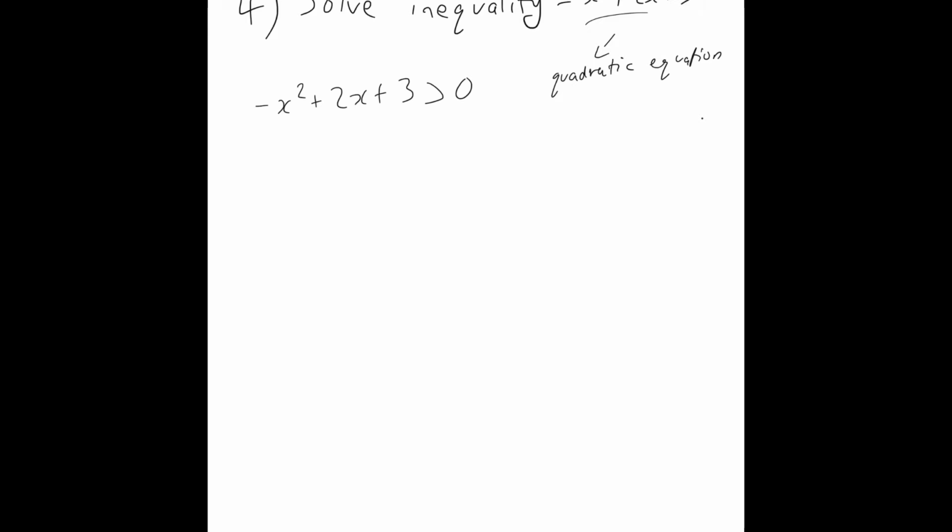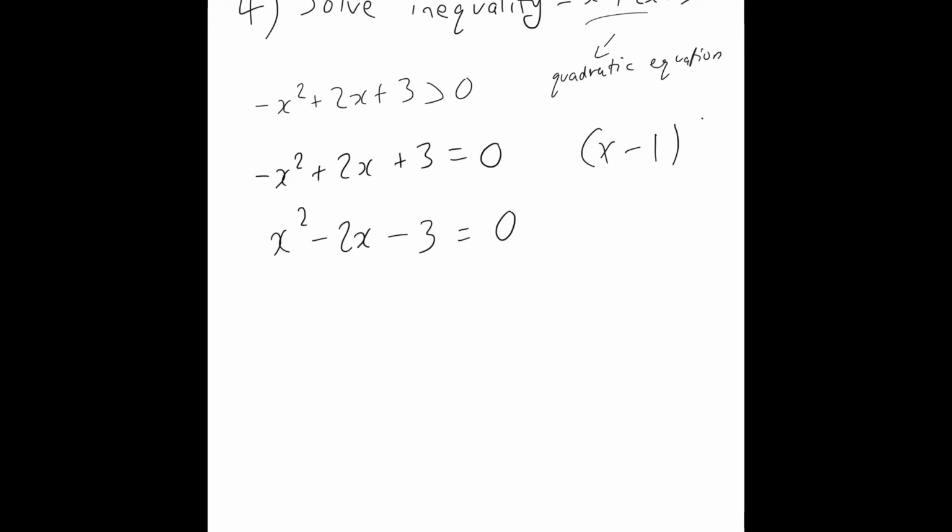Right, so now the question here, question 4, states that you have to solve the inequality -x squared plus 2x plus 3 is greater than 0. Now we have to treat this like a quadratic equation because you have x squared written there. So what you need to do is put -x squared plus 2x plus 3 equal to 0. Now what I strongly advise you guys to do is to multiply everything by -1. Once you do that, you have x squared minus 2x minus 3 equal to 0.